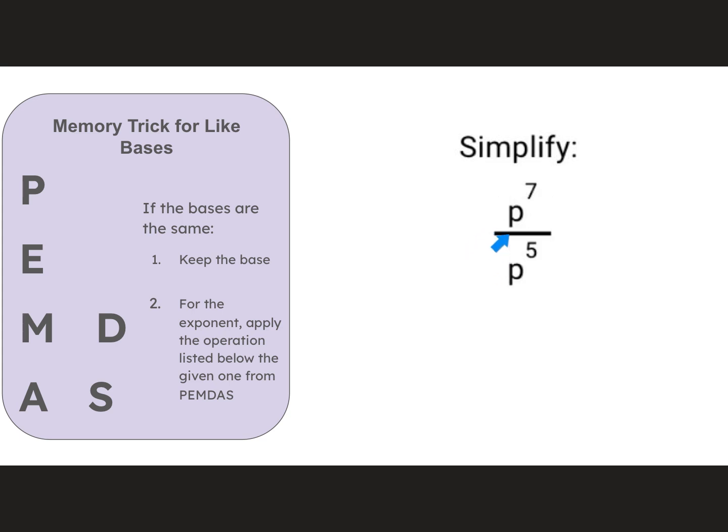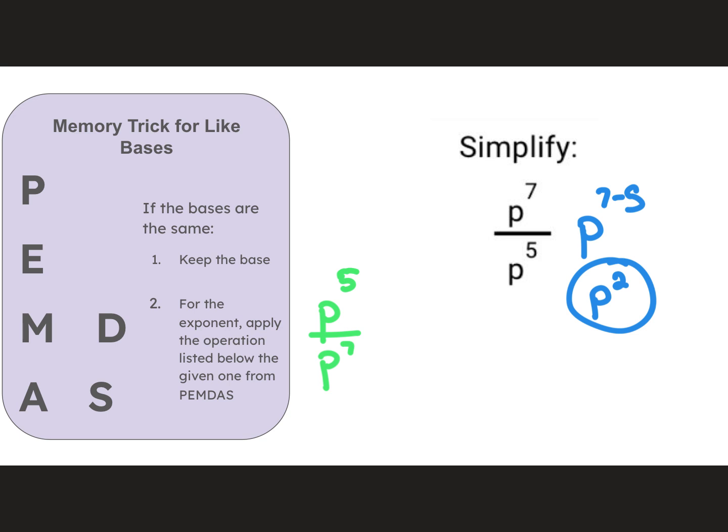Next, I have like bases, p and p, held together by division. So what am I going to end up doing to the exponents? One below, I'm going to subtract. And the order I subtract is the top minus the bottom, so 7 minus 5 would be p to the 2nd.